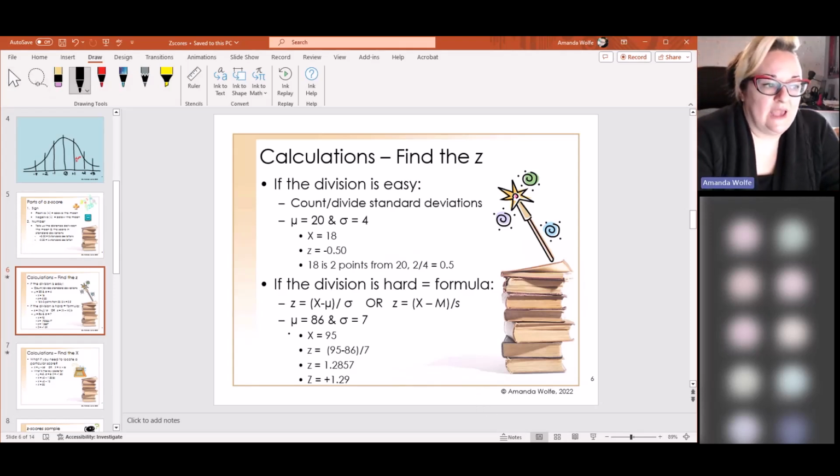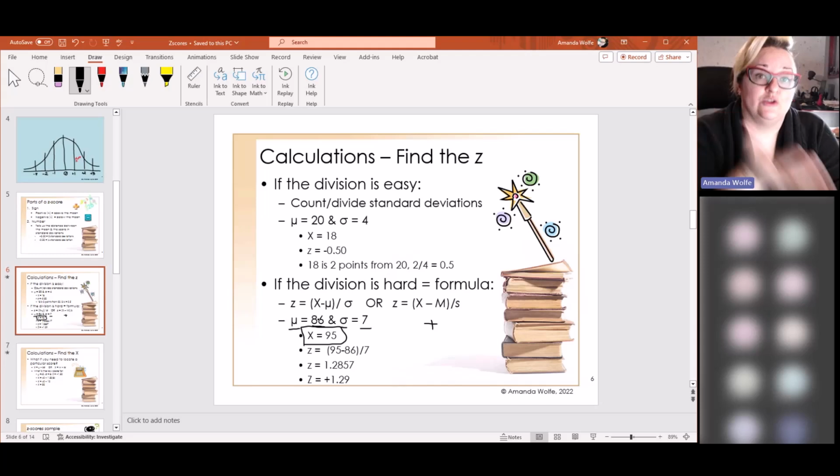If I tell you that the average score is 86 and the standard deviation is 7, and that the particular score you're interested in was a 95, find the z-score for that. Well, first of all, before I even get started, I know it's positive because 95 is greater than 86, which means the score I'm interested in is greater than the average. But then I just plug and play.